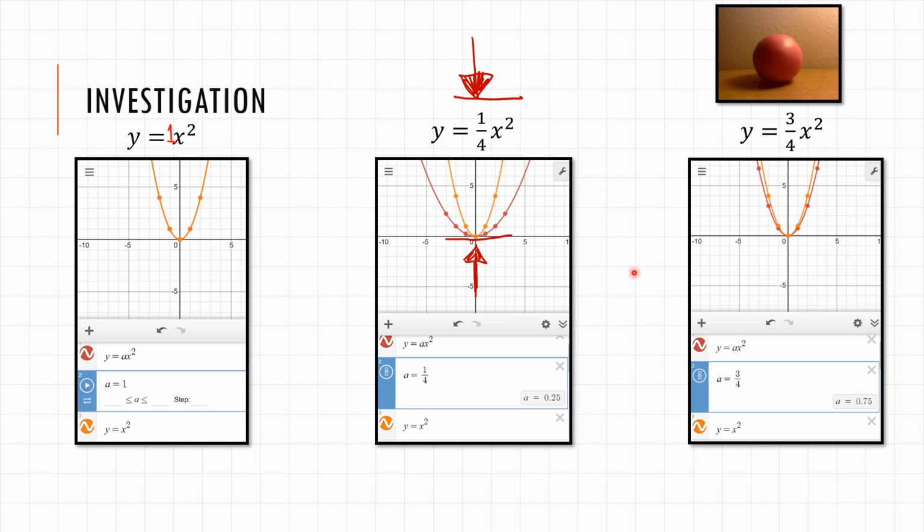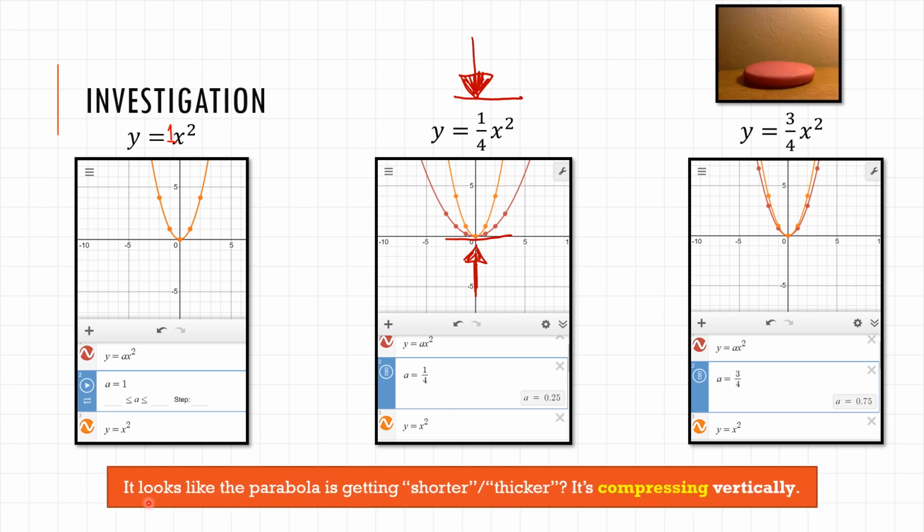And the same thing happened here. So what's actually happening is the parabola looks like it's getting shorter and thicker, but it's actually just compressing vertically. So it's only shorter. It doesn't actually get wider than this. Notice the dots here are still the same distance from the y-axis. That's how we know that is true. That's kind of extraneous though. Really the only important thing for us to remember is that this is compressing vertically.